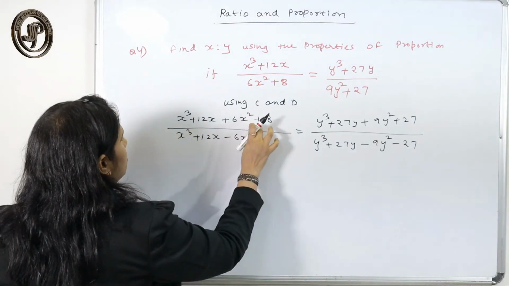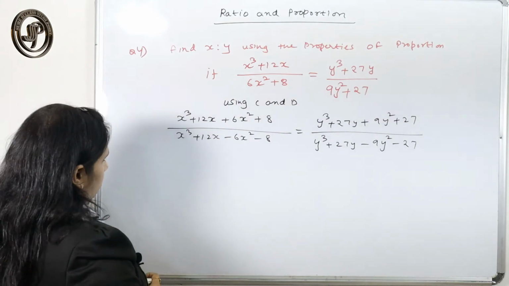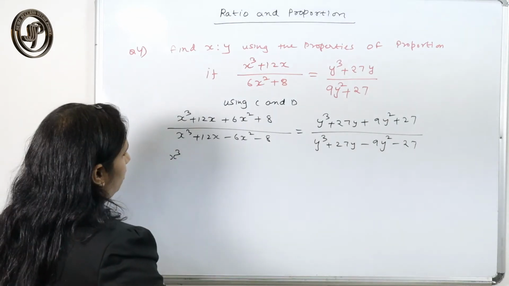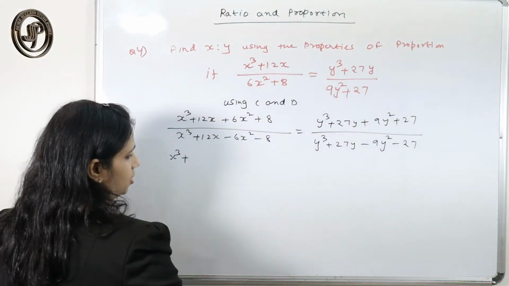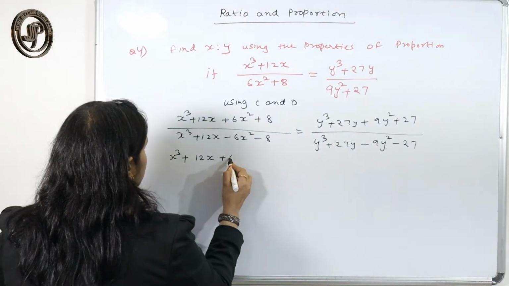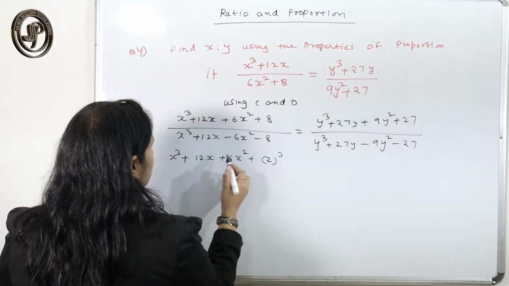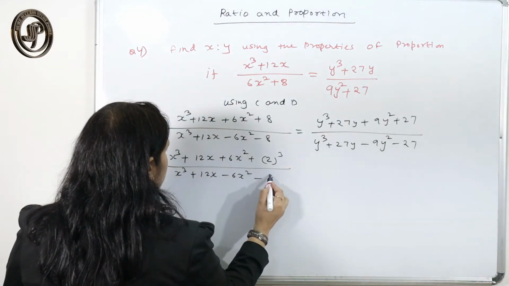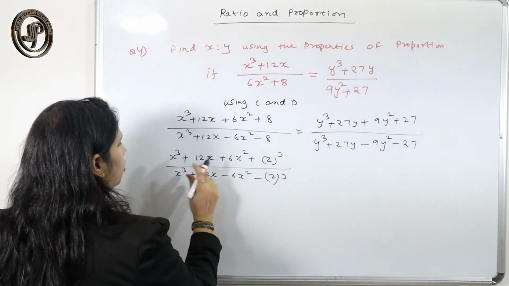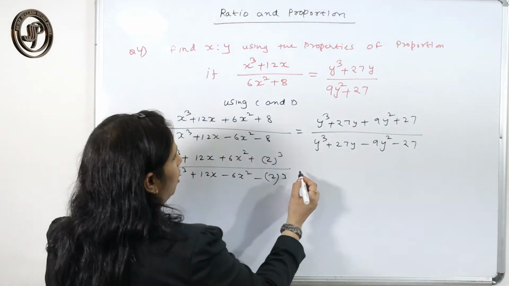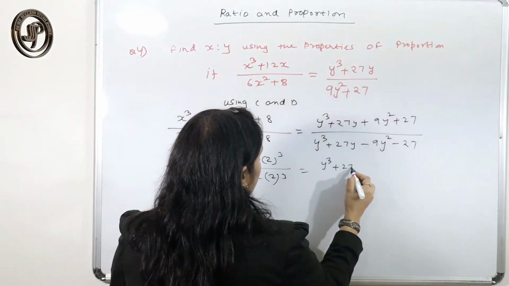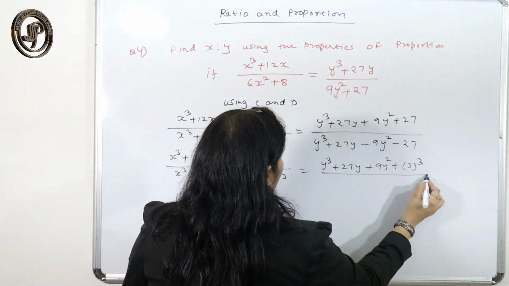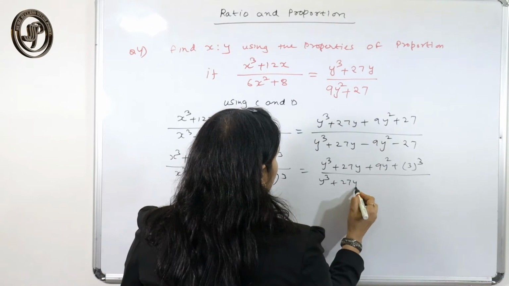Now what will we do? Here if you see, this becomes the formula of a plus b whole cube. See, x cube plus 12x plus 6x square plus 2 cube, right? x cube plus 12x minus 6x square minus 2 cube. See, you can cross check. This becomes the formula y cube plus 27y plus 9y square plus 3 cube and y cube 27y.